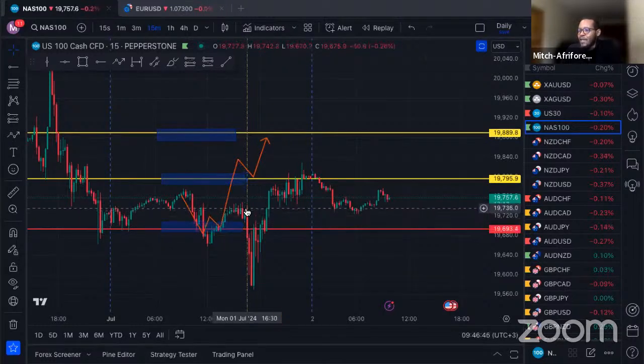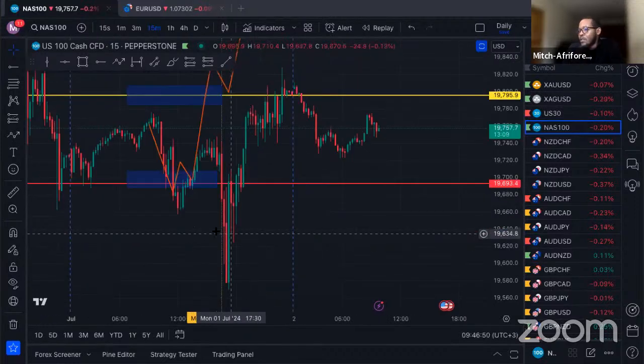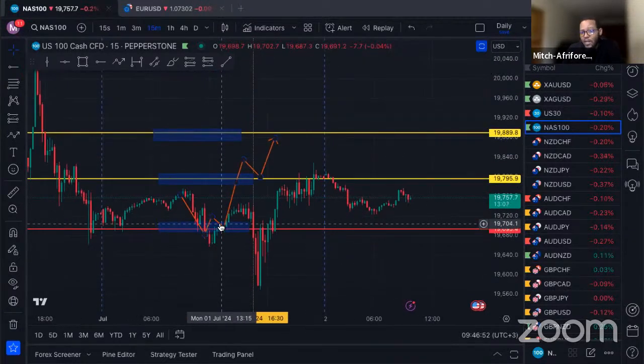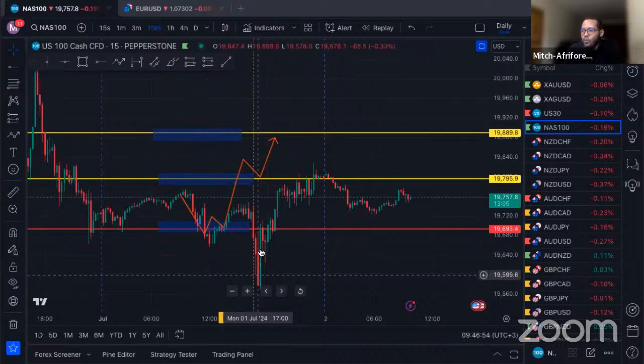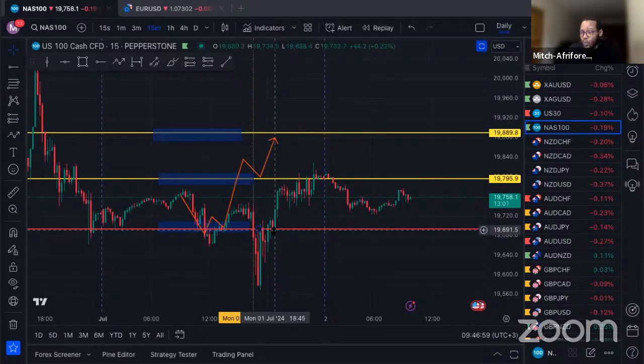Once the sellers came down very aggressive, the one thing we wanted to see, remember, is a pullback confirming that the price is actually holding within this particular area. If it was holding below, we could have actually switched our bias and looked for sells.